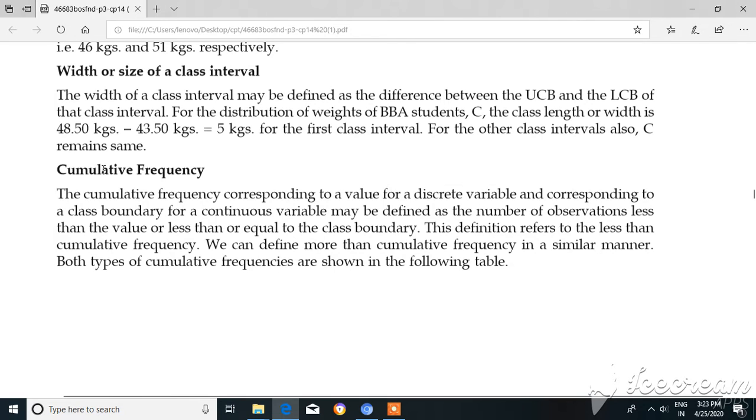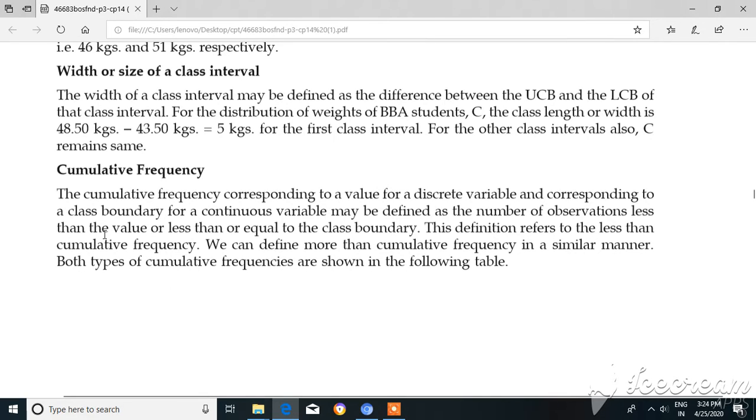Now the next topic is what? Cumulative frequency. This cumulative frequency is very important for finding median of your data. Okay, so what the definition is? Cumulative means we have to consider the previous value also. So the cumulative frequency corresponding to the value for discrete variable is defined as the number of observations less than the value or less than or equal to the class boundary. These definitions refer to the less than cumulative frequency.